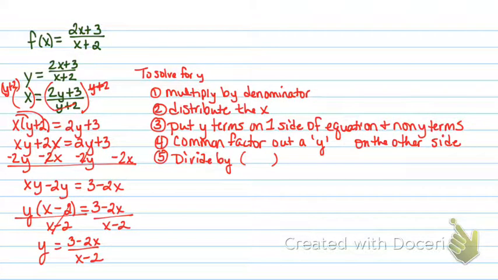All right, so we solved for y, so now I'm back to the original directions, which then says just put it back in function notation. So the inverse of f of x would equal 3 minus 2x over the x minus 2.